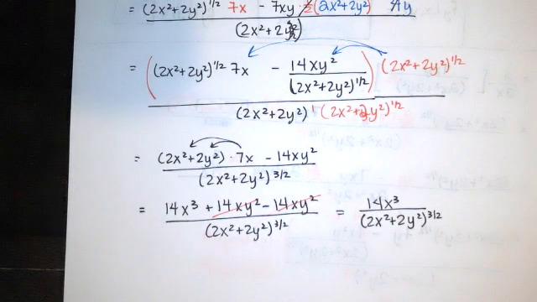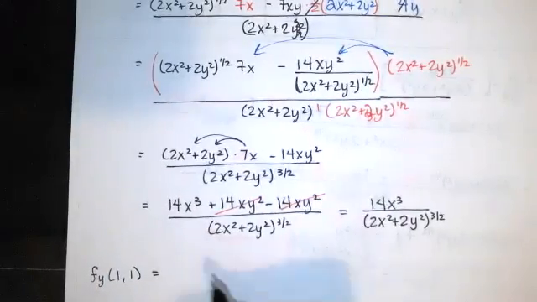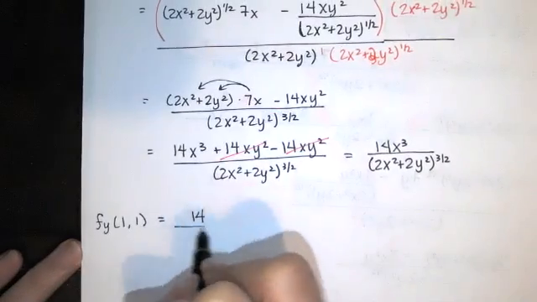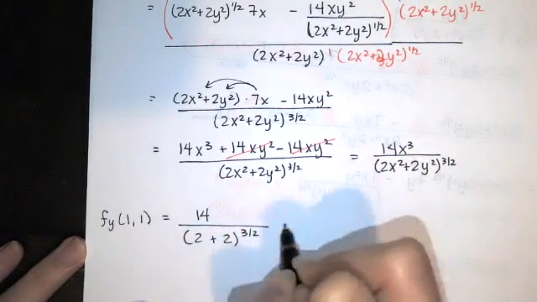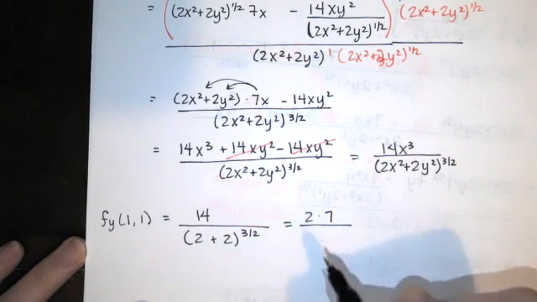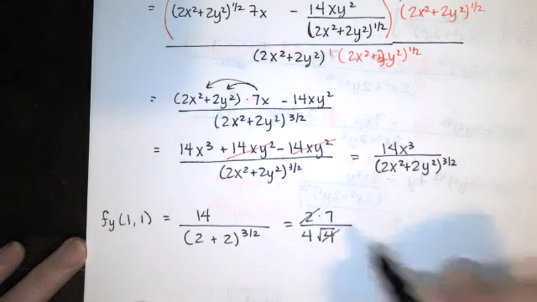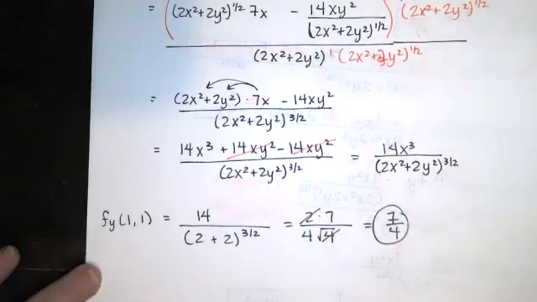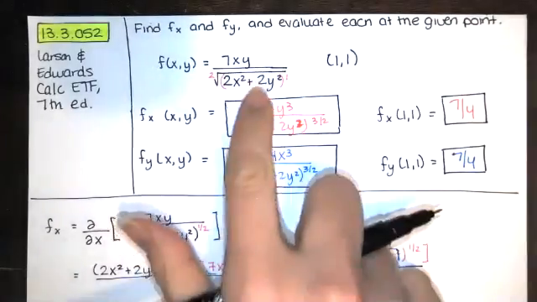And if we evaluate this at 1, 1, our numerator is clearly 14. 14 times 1 cubed is 14. And then we'll have 2 plus 2 in the denominator raised to the 3/2. So that's 2 times 7 over 4 times the square root of 4. 2 and the square root of 4 reduce, and we end up with 7 over 4 again. Yep, and that's exactly what we expected from the symmetry of that function.